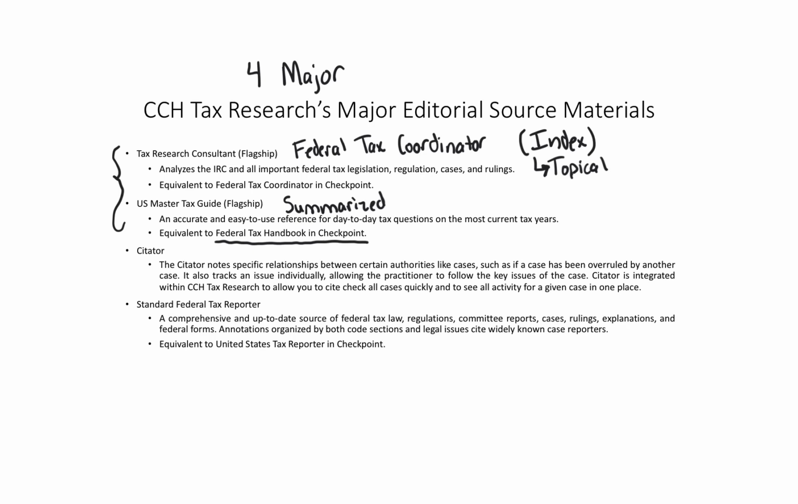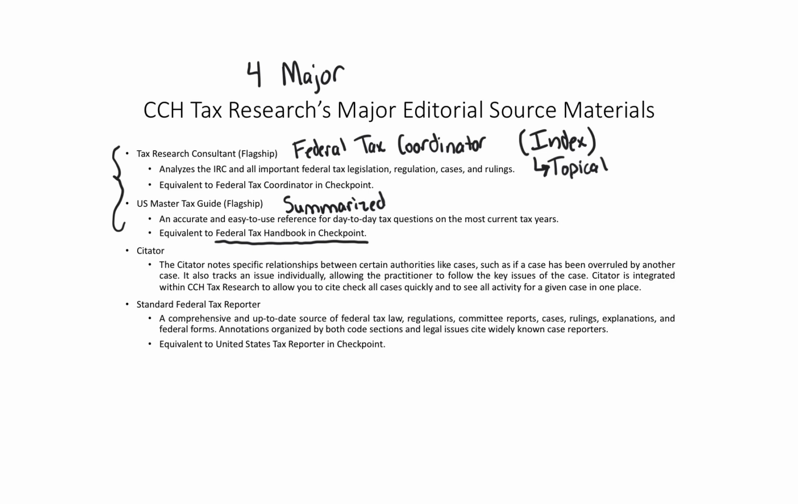Okay, the next one's a CITATOR, which, hey, in Checkpoint, it's the same name as well, the CITATOR. So the CITATOR notes specific relationships between certain authorities like cases, such as if a case has been overruled by another case. And it does more than just cases. It does revenue rulings, rev procs. It does other types of authorities beyond cases. It also tracks an issue individually, allowing the practitioner to follow the key issues of the case. The CITATOR is integrated within CCH Tax Research to allow you to site check all cases quickly and to see all activity for a given case in one place. So again, in Checkpoint, it's also called the CITATOR.